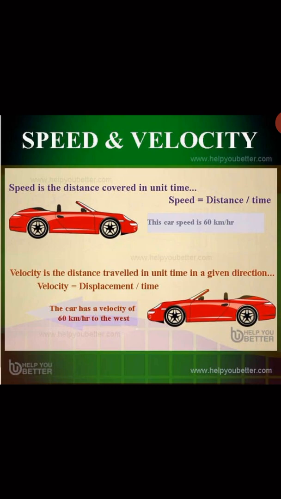So see the car, which is the second image of the car, where the direction is specified. Let's see that example. The car has a velocity of 60 km per hour to the west. Means it is moving towards the left. So your direction of the car is specified. So it becomes an example of velocity. So see the example is same, that the car is moving at 60 km per hour. But in the first one, only speed is given, and in the next one direction is also specified, so it becomes an example of velocity.